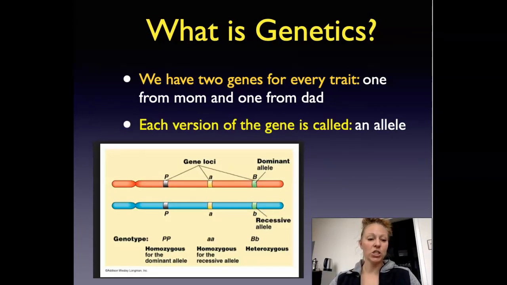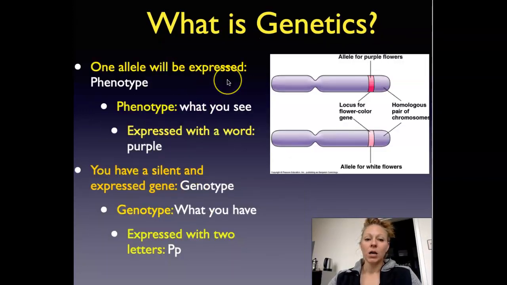And so what are genes? Genes are segments of DNA that code for a protein. And a protein does a job in the body that gives you a trait. Only one allele will be expressed. In this case, if you have a purple flower and a white flower, the dominant allele will be expressed, the dominant purple flower. And we call that the phenotype.